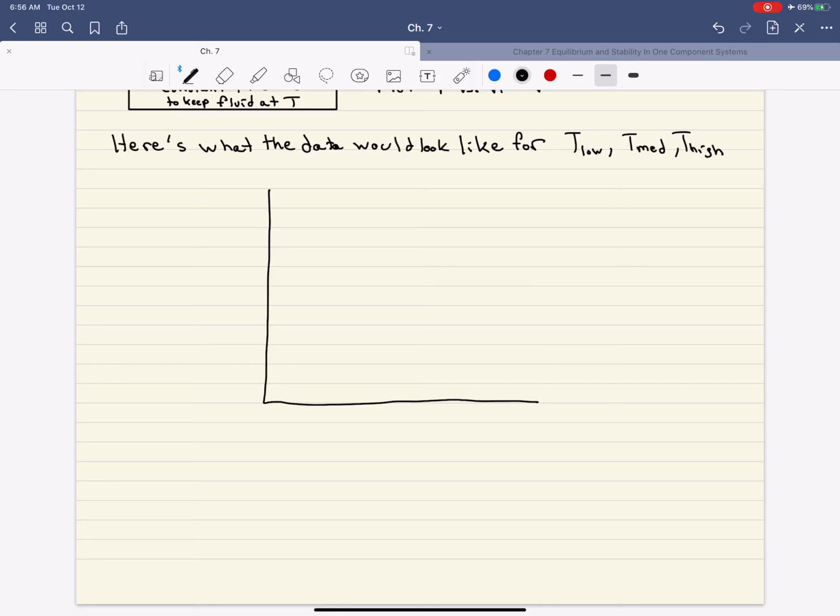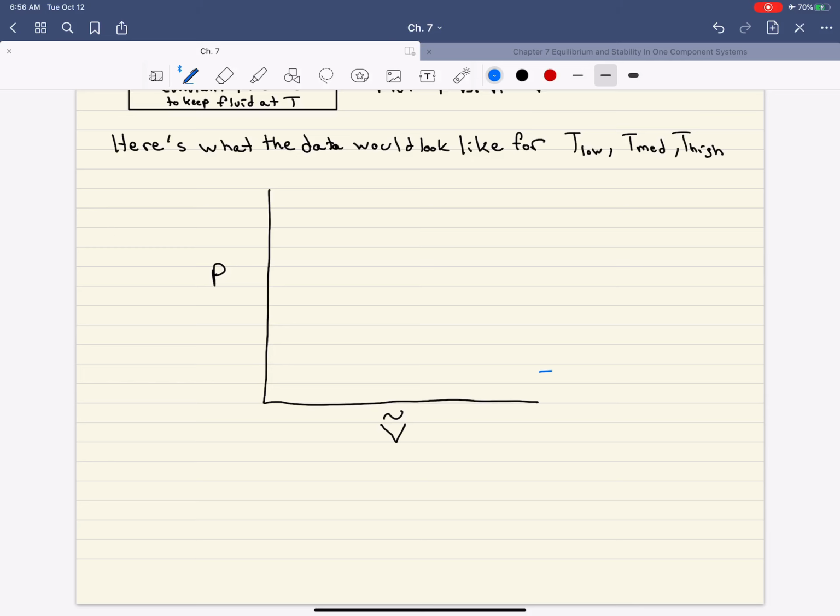And it's interesting. Our independent variable is going to be pressure, and our dependent variable is molar volume. But we're going to plot it backwards. So on the bottom here, we're going to put molar volume, what we measure, and on the y-axis, we're going to put pressure. We're going to consider 3 different temperatures. We're going to start at a low temperature, and here's what we would expect to see.